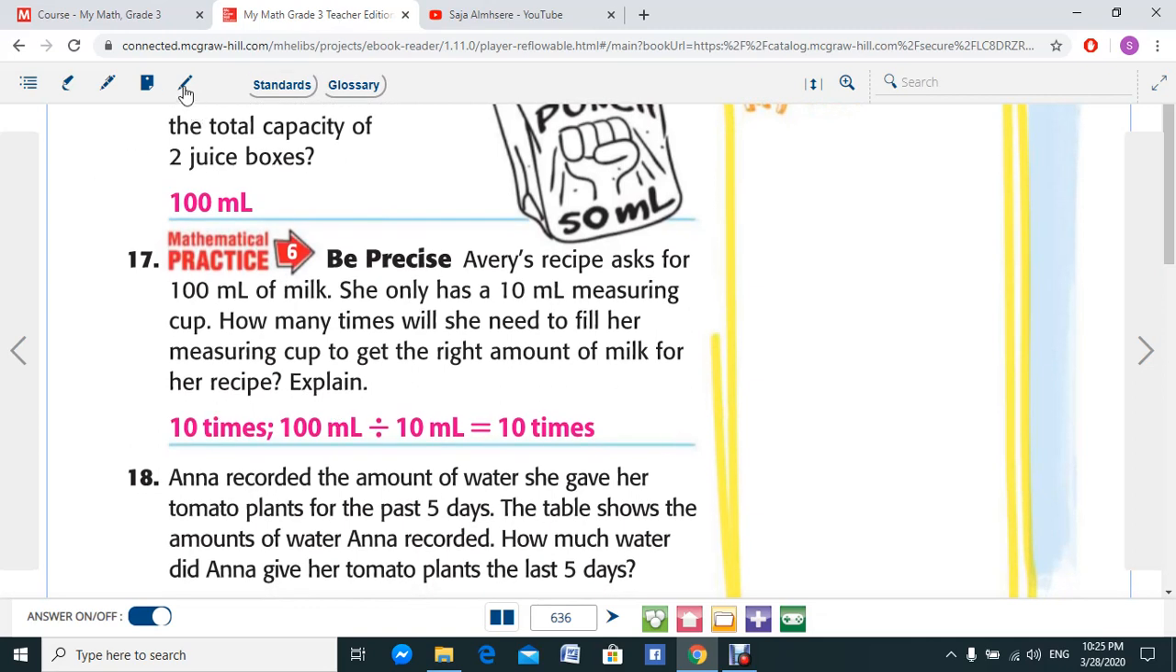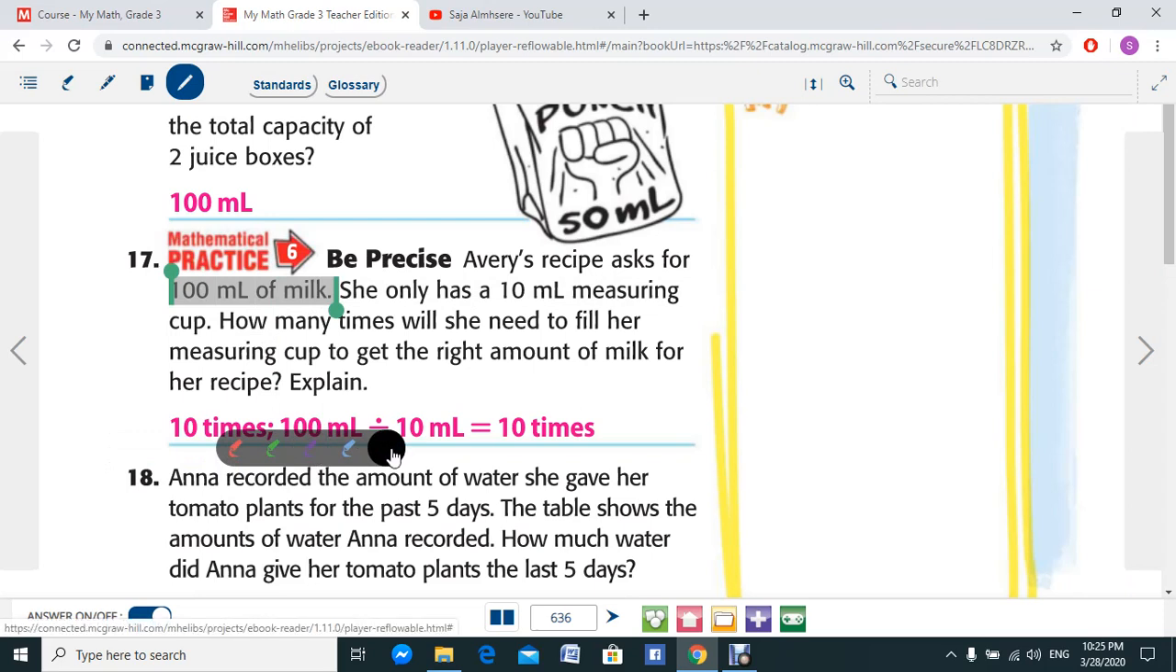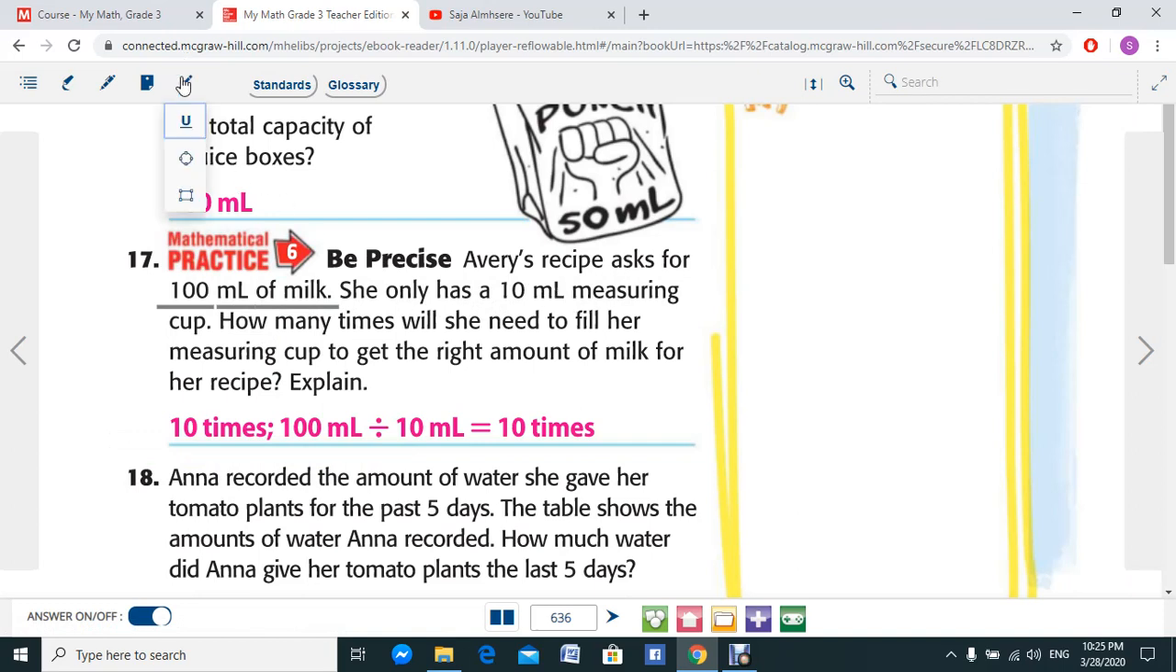Again, I will underline them for you. She needs 100 milliliter for her recipe. She only has a 10 milliliter measuring cup. So she will use the small measuring cup repeatedly until she reaches 100. So we only divide to find the answer. Okay, I will circle the question for you.